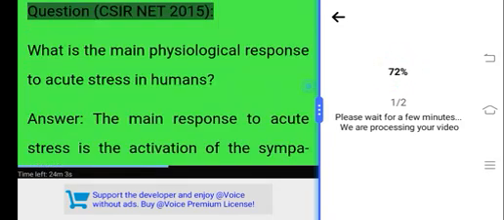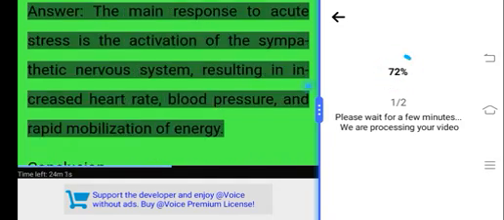Question. CSIR NET 2015. What is the main physiological response to acute stress in humans? Answer. The main response to acute stress is the activation of the sympathetic nervous system, resulting in increased heart rate, blood pressure, and rapid mobilization of energy.